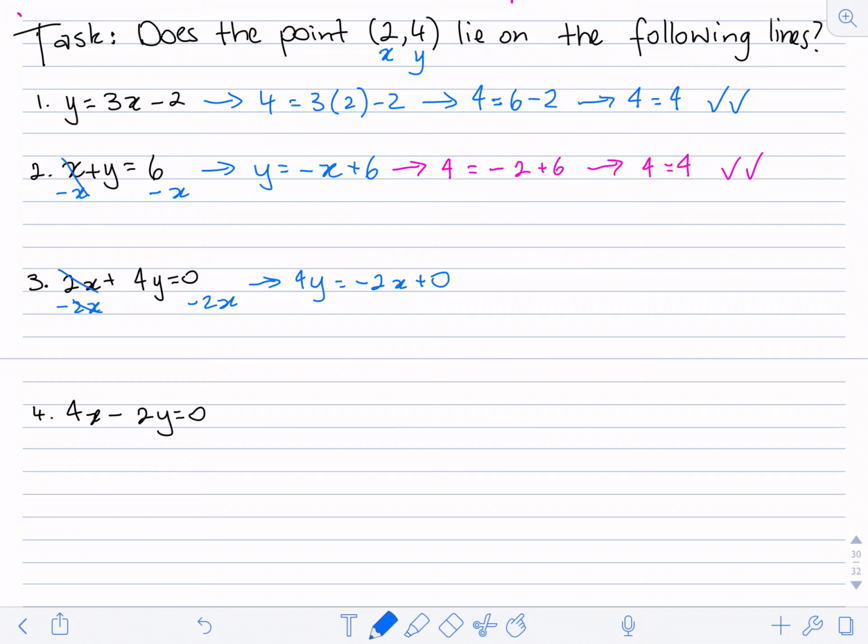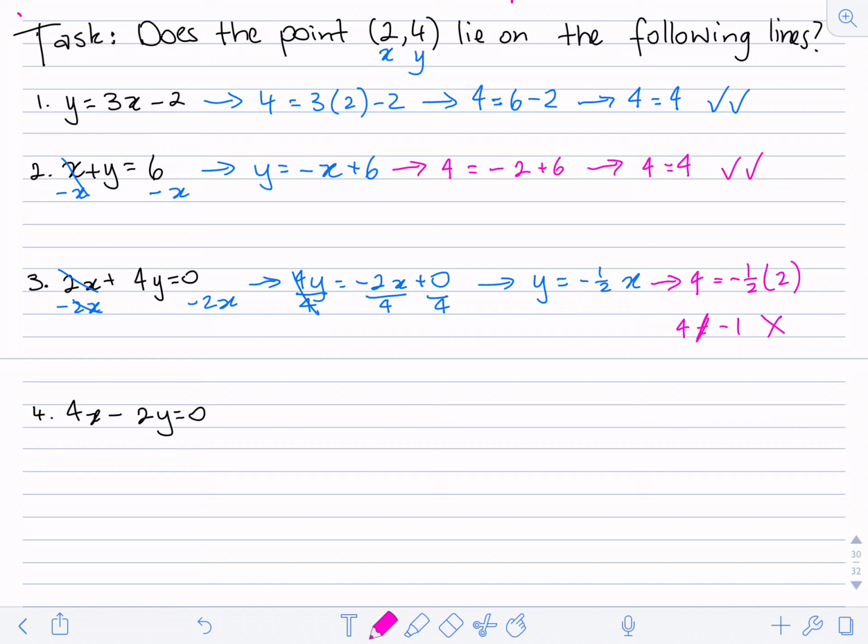Next one, we need to make this y equals mx plus b first before we can start. So we're going to take the 2x across: minus 2x on this side, minus 2x on that side. I'm left with 4y equals minus 2x plus 0. Now, I still have the 4y there. It's not y equals, so I have to divide by 4 on both sides. Now I'm left with y equals negative 2 over 4, which becomes negative a half, x, and 0 over 4 is 0, so I don't need to do anything there.